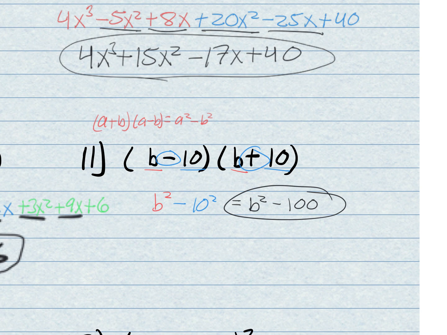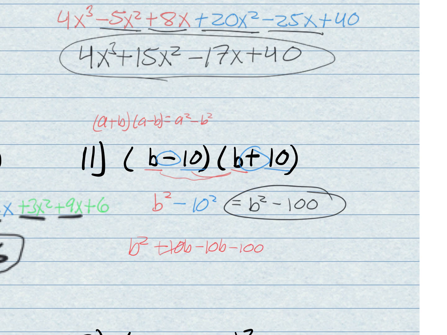All right. And like I said in class, this is one of the most useful special products that you will see. So you could have done it the other way just by FOILing. B times b, you get b squared. B times 10 is plus 10b. Negative 10 times b is negative 10b. And then negative 10 times positive 10 is negative 100.